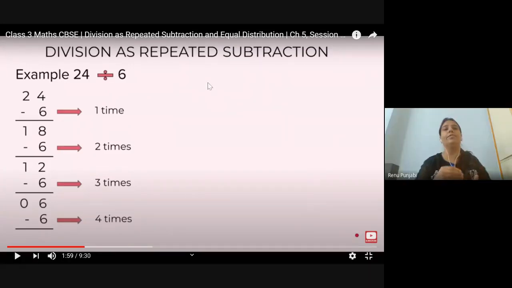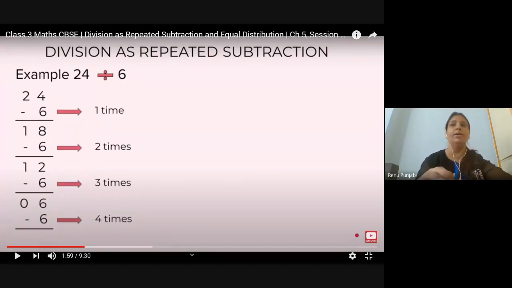So the number of times you keep on subtracting your divisor from your dividend until you reach 0, that number of times you have kept on subtracting will be your quotient, right? For example, in your textbook it is given.